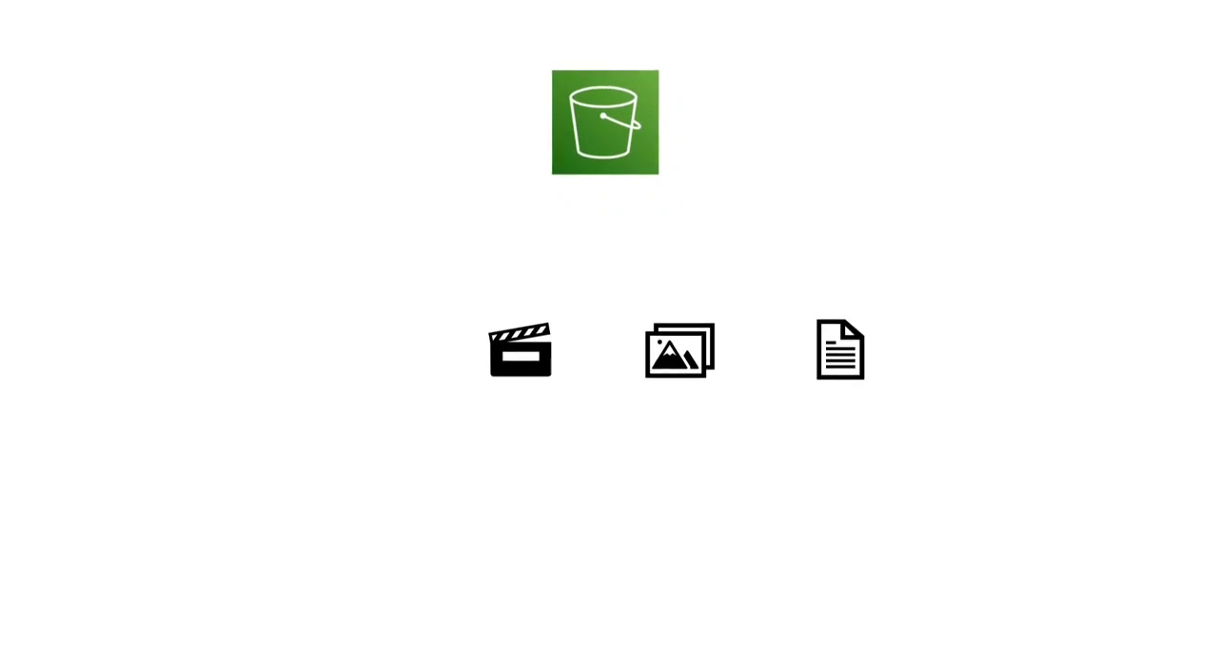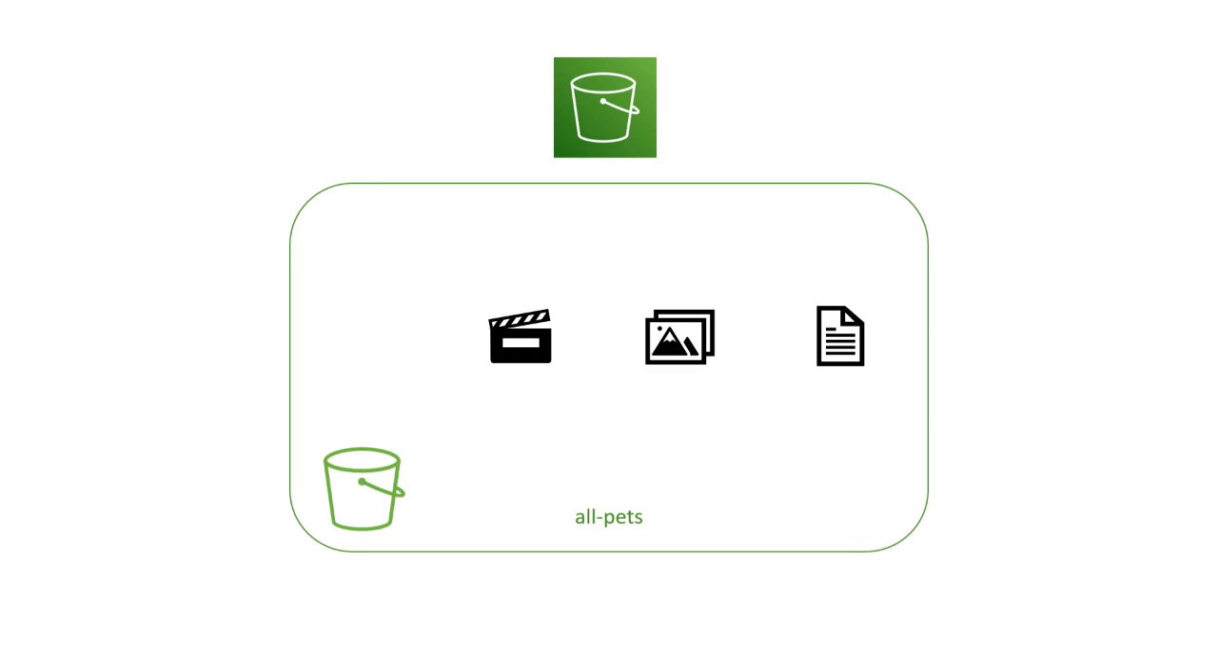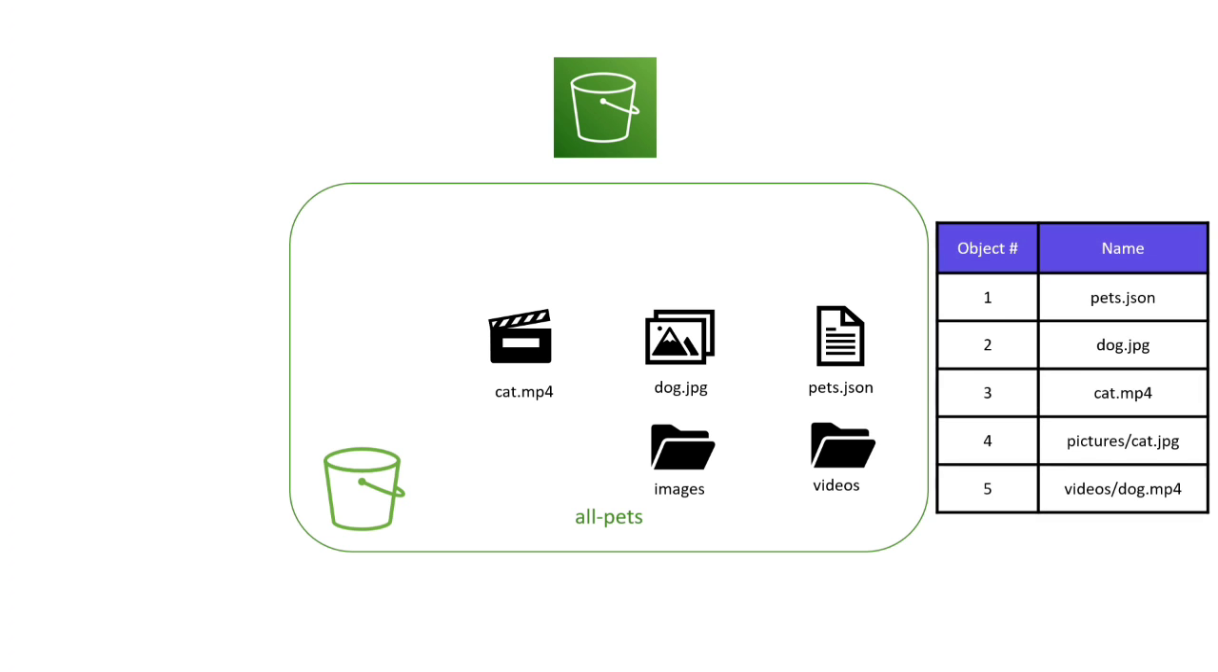For example, let's consider a bucket called all pets, and within this we can have individual files such as a document called pets.json, an image called dog, and a cat video. Besides these, you can also have files within a folder such as the cat.jpg file under the pictures folder and a dog.mp4 file inside the videos folder. Each of these items that you see here is an object, and in the case of the file within a folder, the path of the file including the folder is also an object.